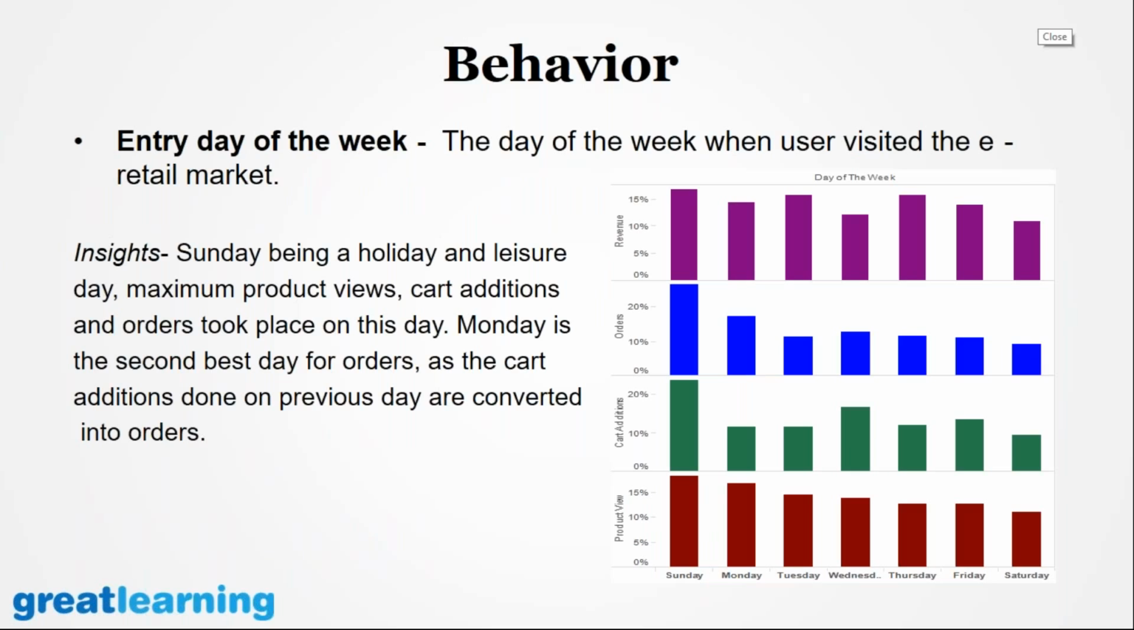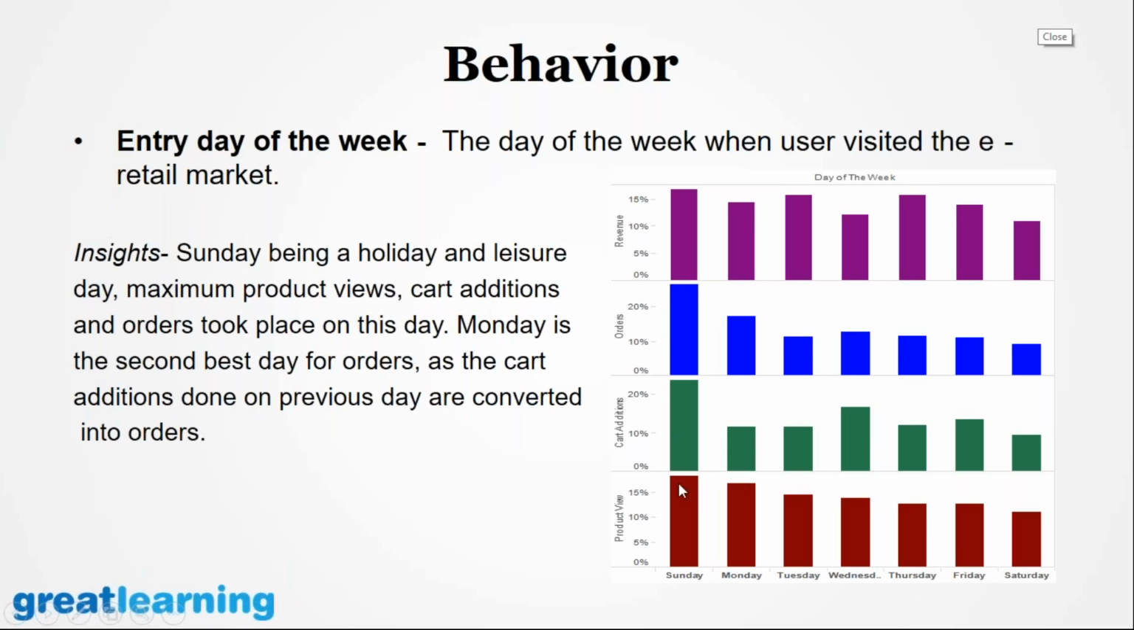Entry day of the week. The day of the week when the user visited the e-retail market. So what we see is on Sundays, we see maximum product views, cart additions, orders. Orders are, of course, directly proportional to revenue. And it could be the order number is less, the revenue is more. That's possible because it could be a person buying gold. The order is 1, but the value is more, so the revenue is more.